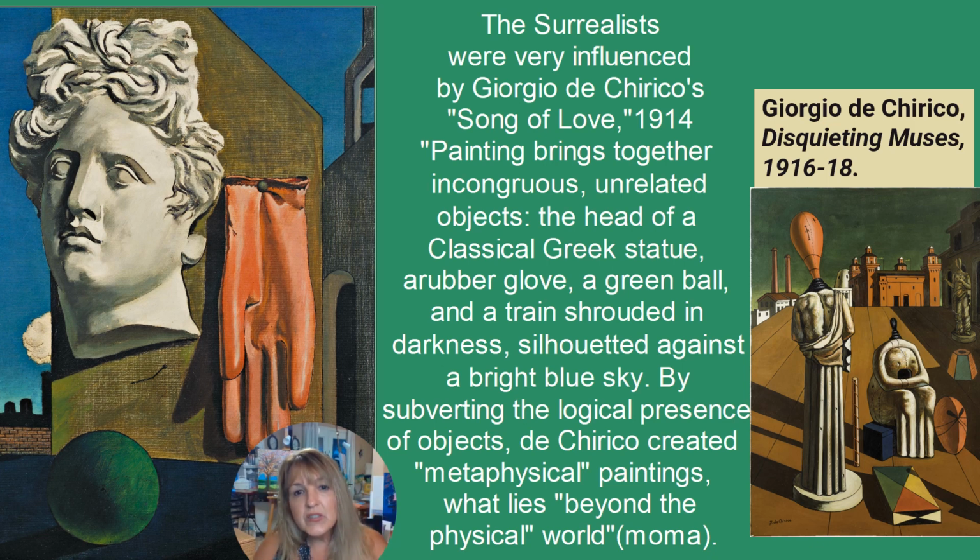So this is surrealist, kind of before surrealist, but he was definitely the catalyst for a lot of the surrealist images that followed. The painting brings together incongruous, unrelated objects: the head of a classical Greek statue, a rubber glove, a green ball, and a train shrouded in darkness. You can only see the background of that, silhouetted against a bright blue sky. By subverting the logical presence of objects, De Chirico creates metaphysical paintings, what lies behind the physical world. So his world was sometimes described as metaphysical art as well.